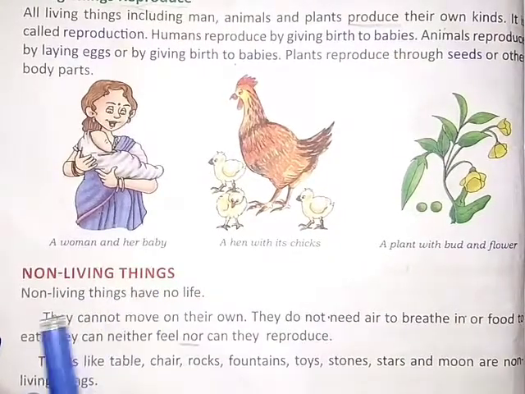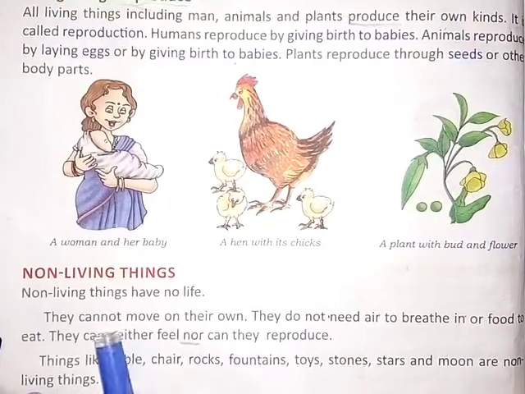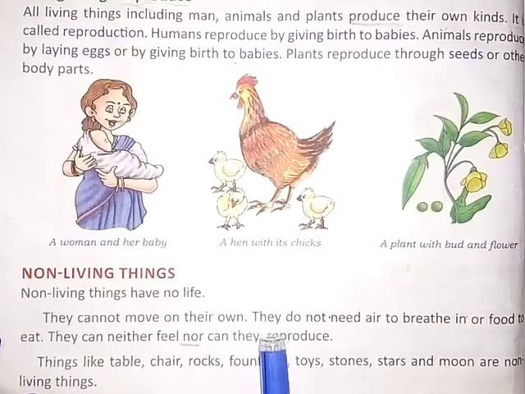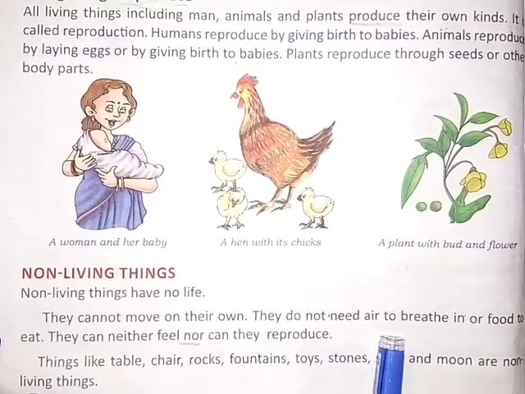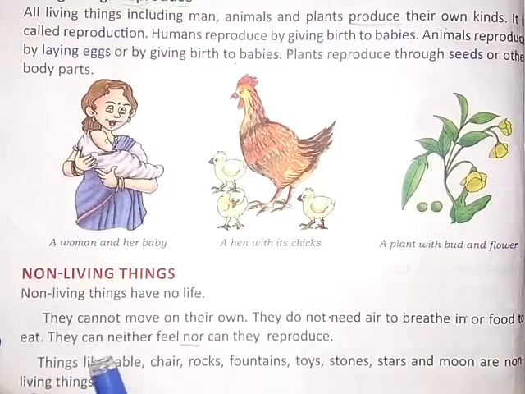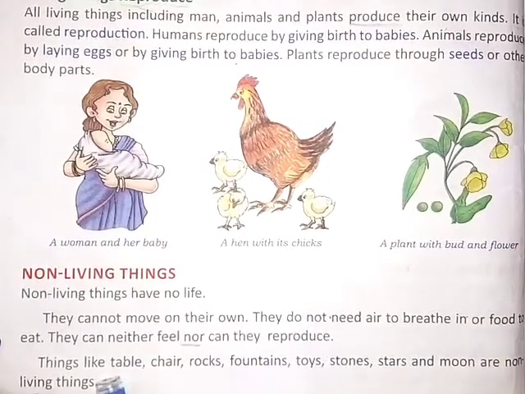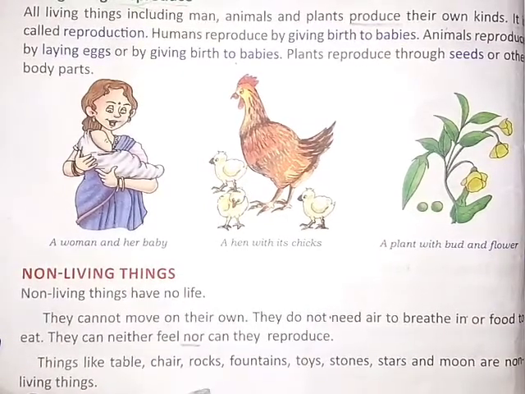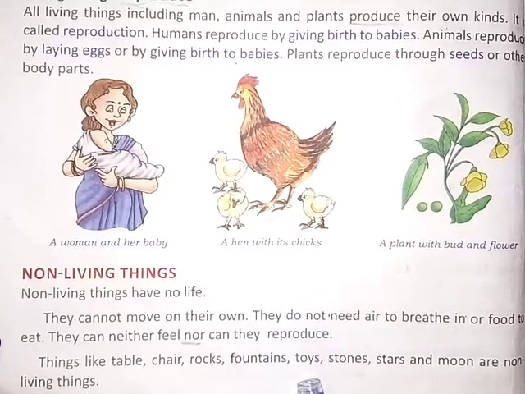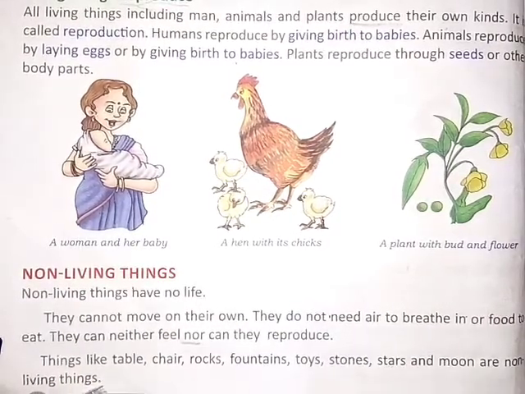Non-living things. Non-living things have no life. They cannot move on their own. They do not need air to breathe in or food to eat. They can neither feel nor can they reproduce. Things like table, chair, rocks, fountains, toys, stones, stars, and moon are non-living things.